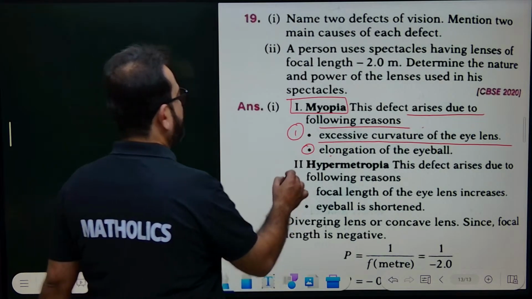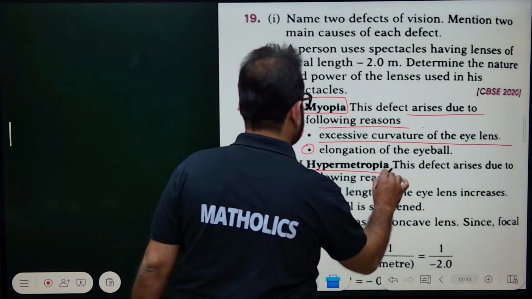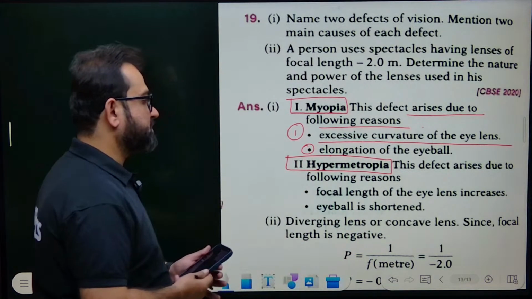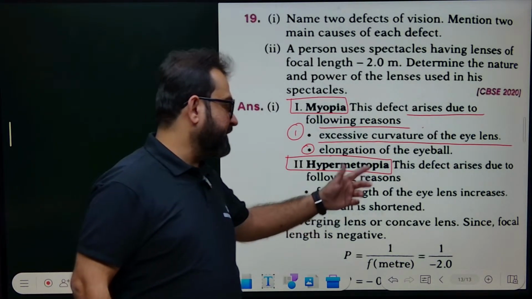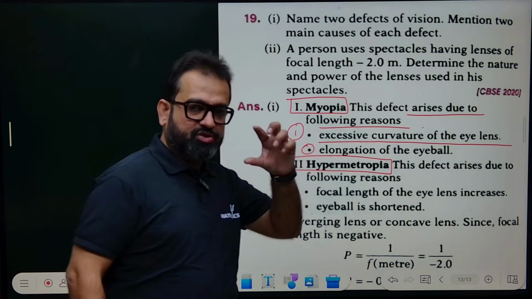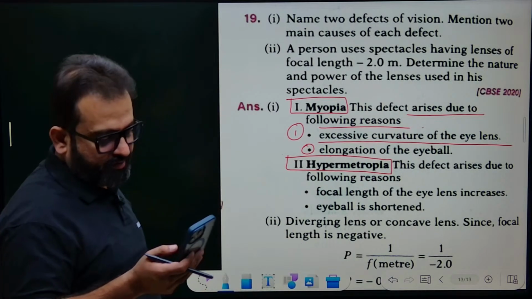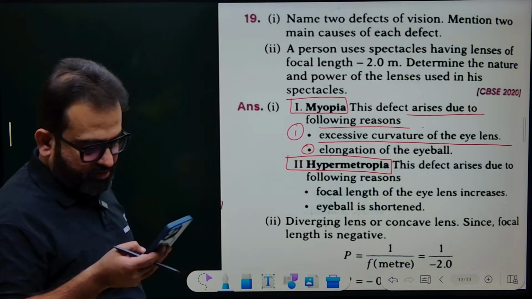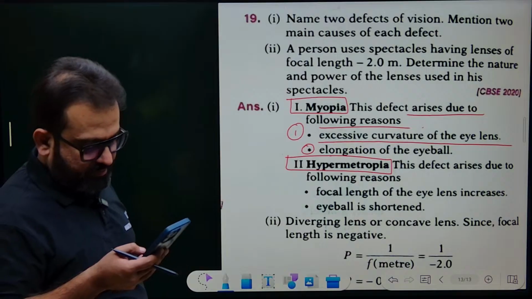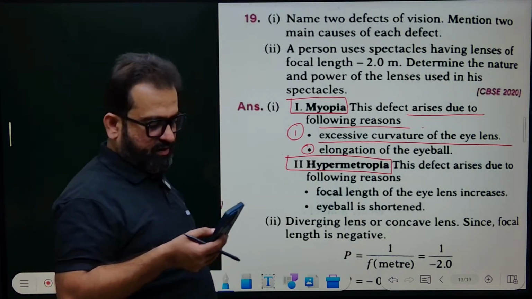Now, second is hypermetropia. For hypermetropia, what happens? Focal length of the eyeball increases, eyeball is shortened. Eyeball is shortened and focal length is increased. In myopia, focal length is decreased. Okay, sorted. Can we move forward?